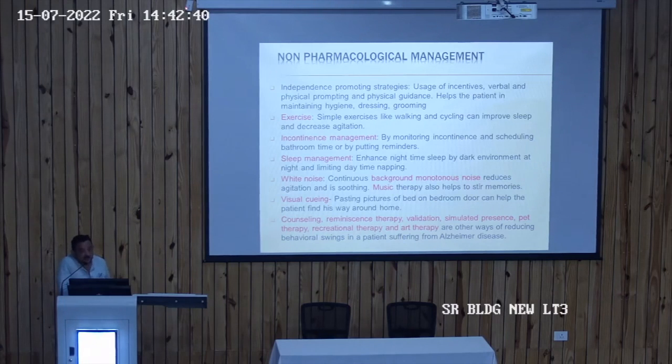Incontinence management. After a while, there will be incontinence, urinary and stools also. So we have to monitor it. A caretaker should always be there for proper defecation and proper micturition of the patient.